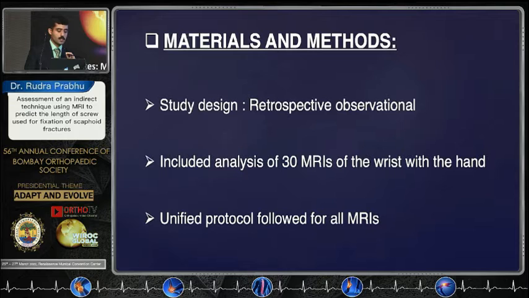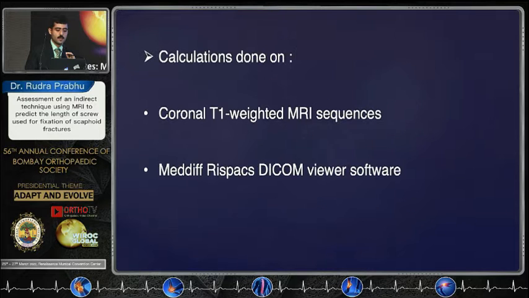Our study was a retrospective observational study that included an analysis of 30 MRIs of the wrist with the hand. A unified MRI protocol was followed in all cases in order to eliminate any procedure-related bias. The calculations were done on coronal T1 weighted MRI sequences using the Medif-Rispax DICOM viewer software.